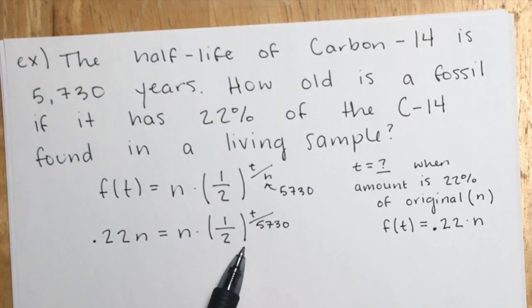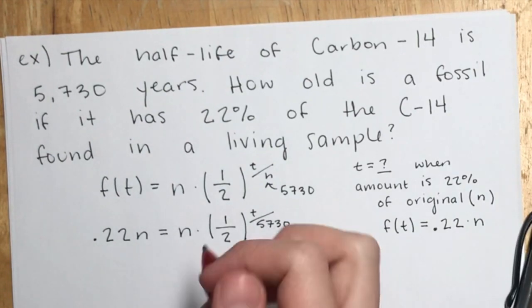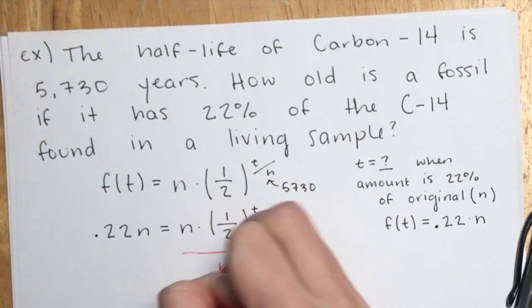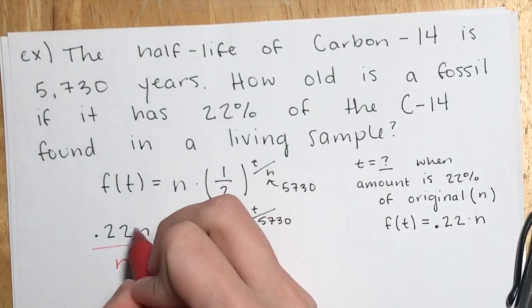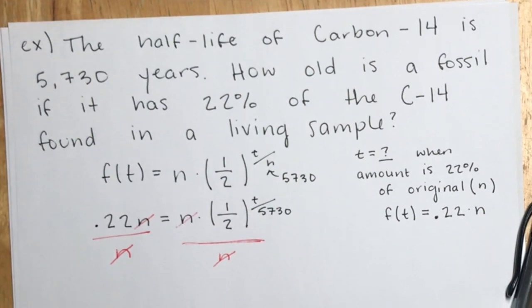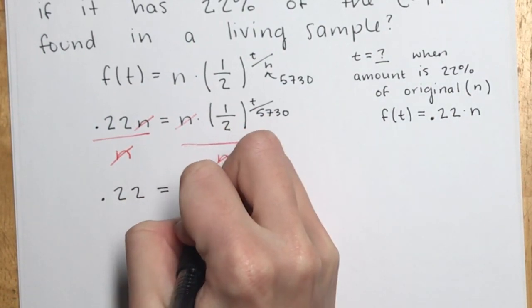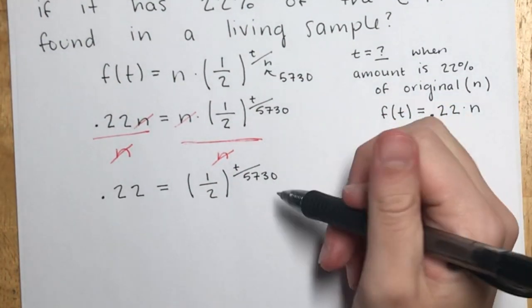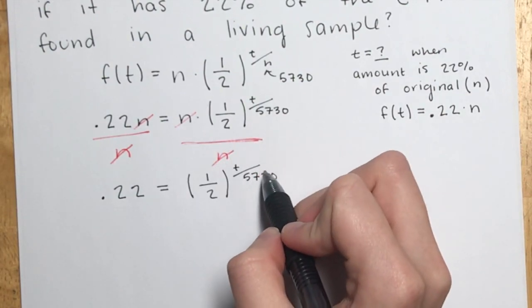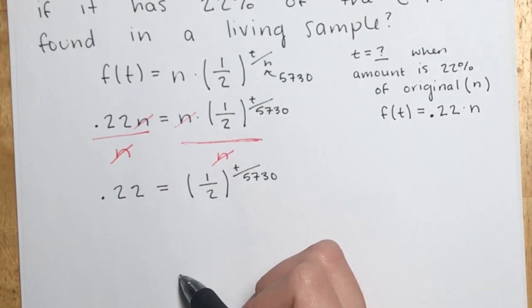So what would we need to do here to solve this? The first thing we would need to do is to isolate the exponential, right? So in order to do that, let's divide by the coefficient here, which is n. So if I divide by n on both sides, I've canceled out this n, and I'm also canceling out this n, right? So I'm left with 0.22 equals 1/2 to the t over 5,730. Now look at this. First of all, we've got an exponential that's been isolated, super great, and we've also easily gotten rid of n.